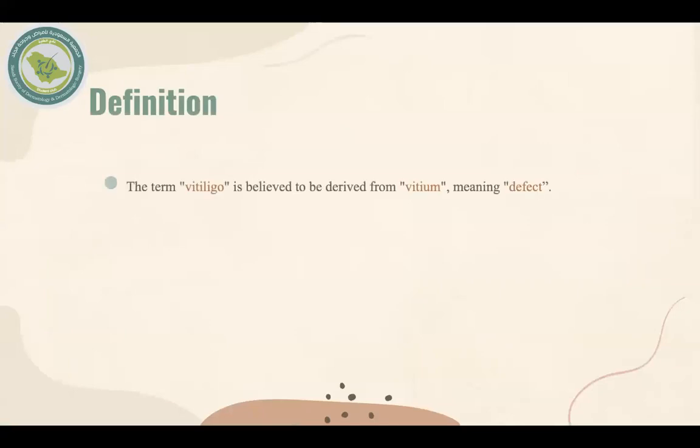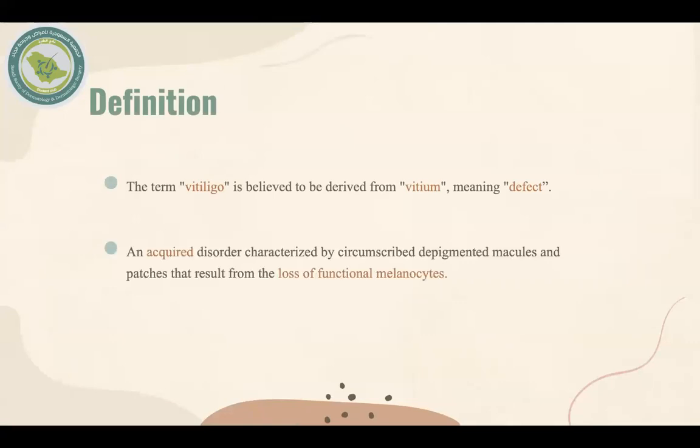So by definition, the term vitiligo is believed to be derived from a Latin word, vitium, which means defect. Actually, vitiligo is an acquired disorder characterized by circumscribed depigmented macules and patches that result from the loss of a functional melanocyte. So basically, vitiligo is a depigmented lesion, and you have to focus on that. It's not a hypopigmented lesion because there's a loss of the functional melanocyte.